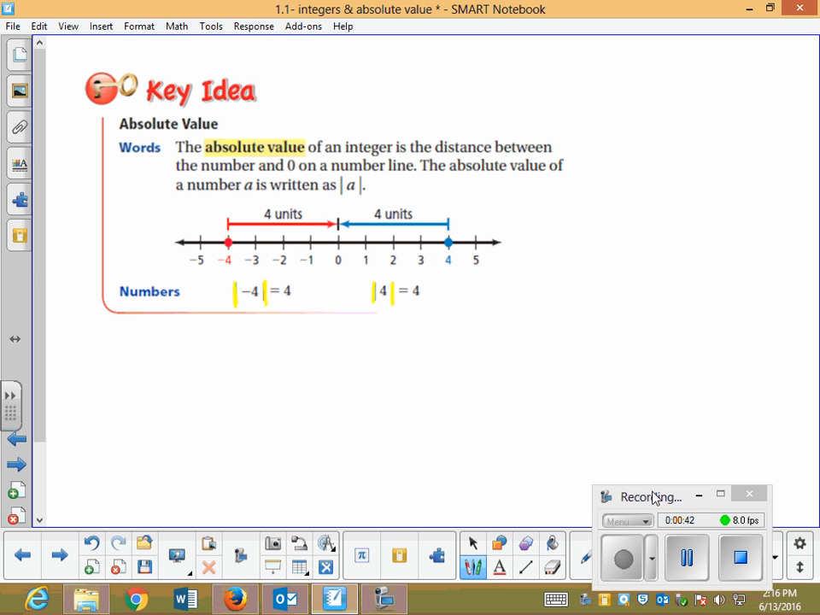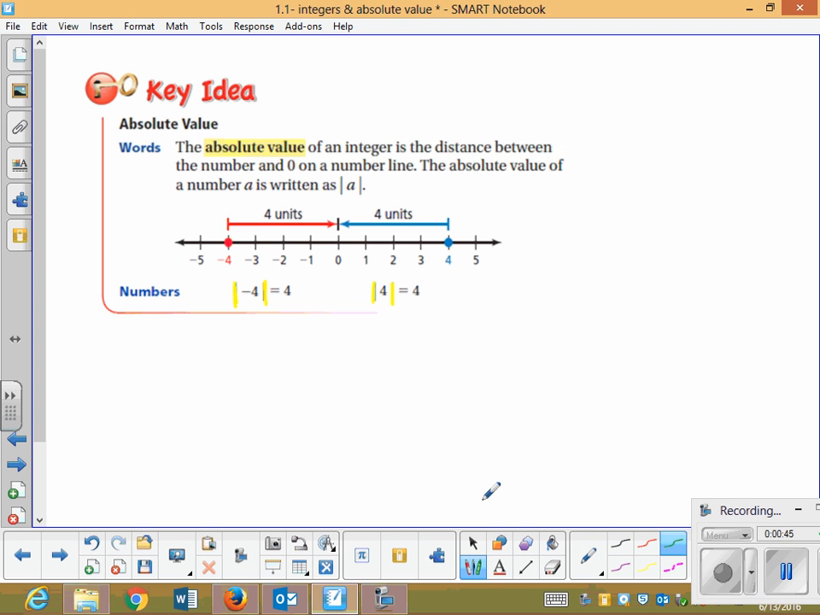The first vocabulary word I have is going to be absolute value. So an absolute value of an integer is the distance between the number zero and a number on a number line. So I have here two integers, a -4, you see that dot, and a 4.